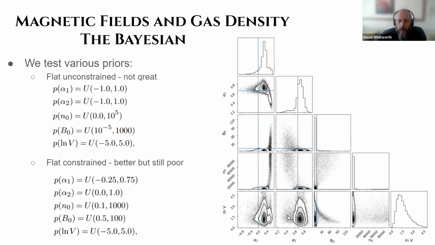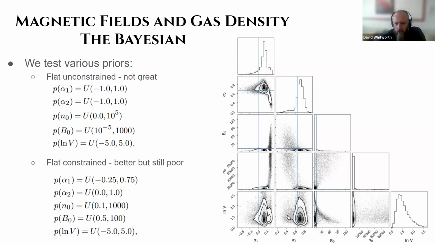So we tested various priors for this. This is a little bit of statistics, so I do apologize to everybody. Priors are basically your initial range of values you think it could lie within. So we initially started with what we called a flat unconstrained prior. We kept it very, very wide. It was basically just a top hat function.